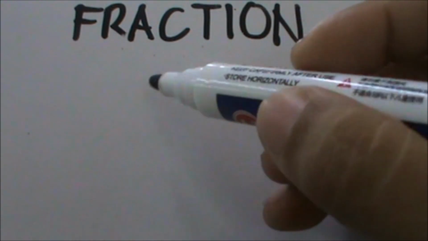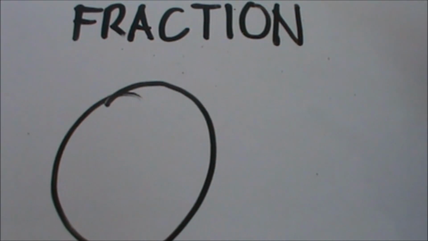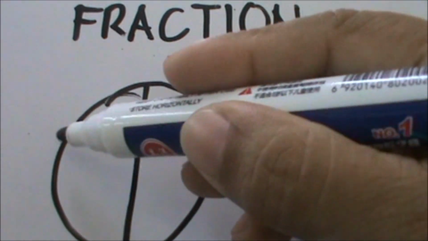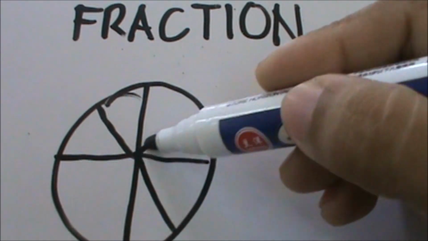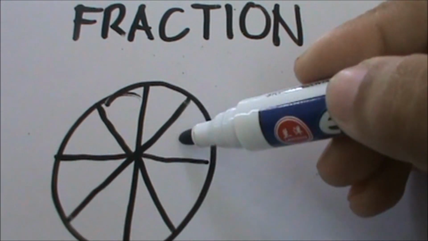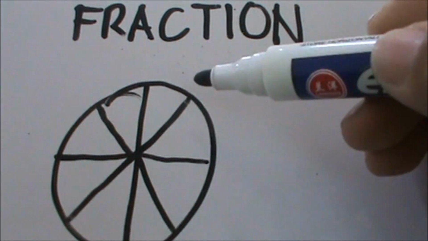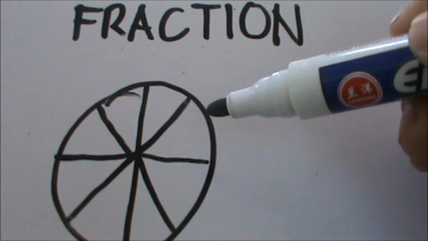For example, your mom bought a whole pizza and she divided it into 8 parts for the whole family. 1, 2, 3, 4, 5, 6, 7, 8. So the whole pizza consists of 8 parts.